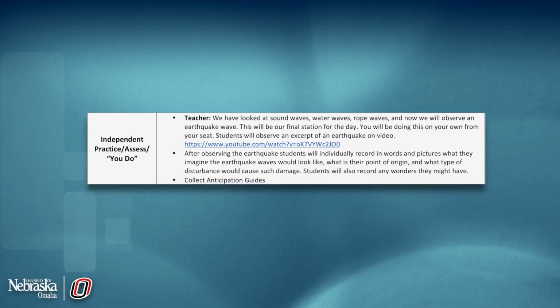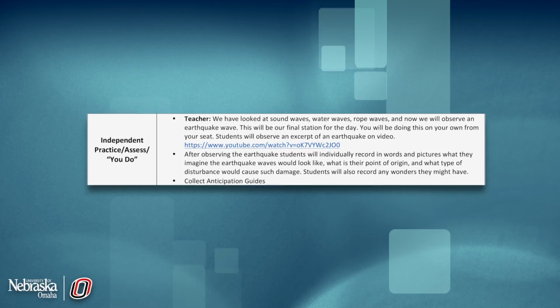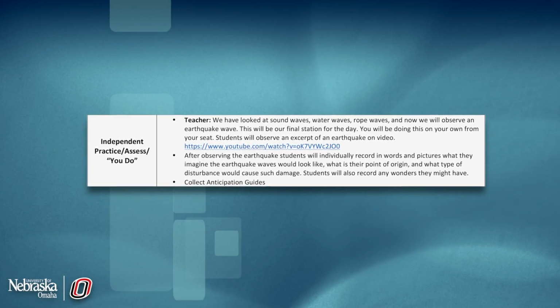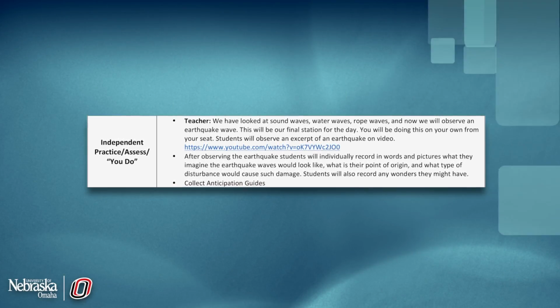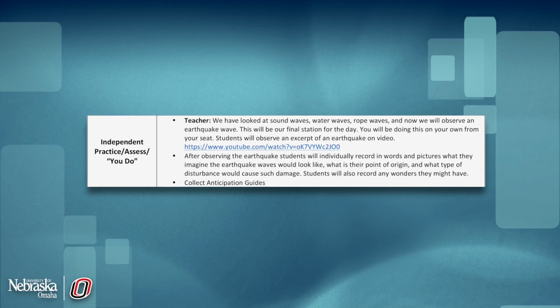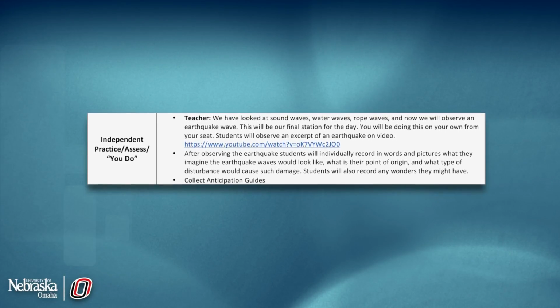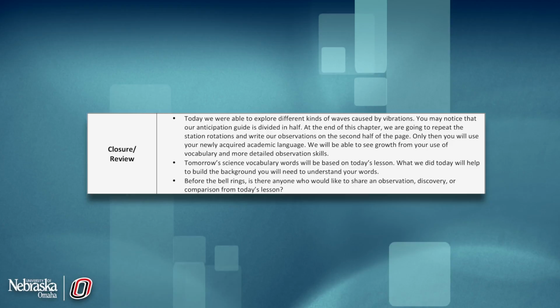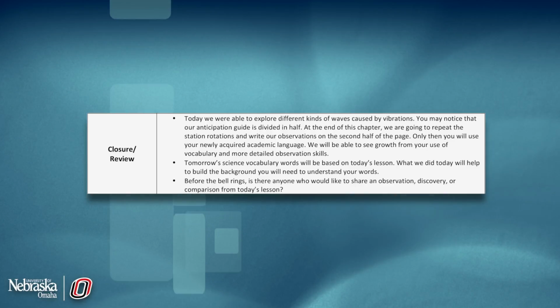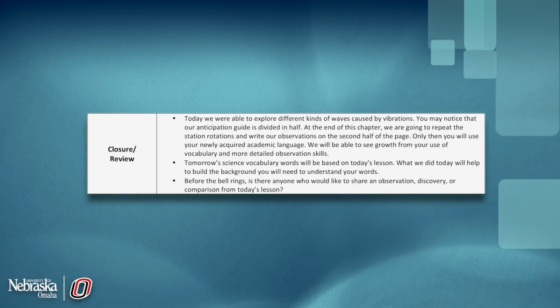The independent practice, or you do section of the lesson, gives students a chance to show their learning and apply what has been taught. Here's how it is done in this lesson. Finally, the closure review section of the lesson provides a chance to briefly review and close the lesson.